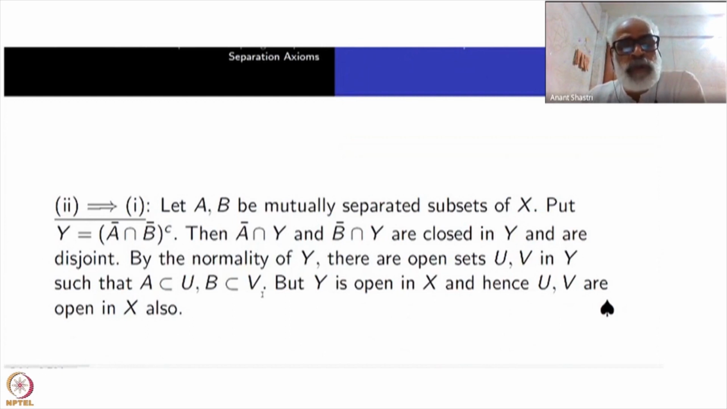Okay. But what is A bar intersection B bar? This is a closed set. So its complement C is an open set of X, and Y is that complement. If U and V are open inside Y, they will be open inside X also. So you don't have to fatten them. The same U and V will be open inside X also, right? Therefore, U and V are open inside X also, A contained inside U, B contained inside V. So we have arrived at number 1.